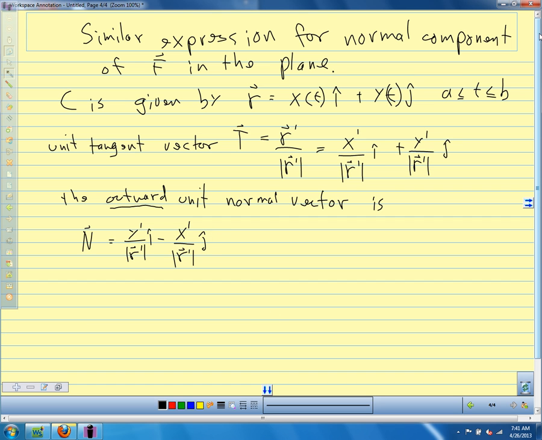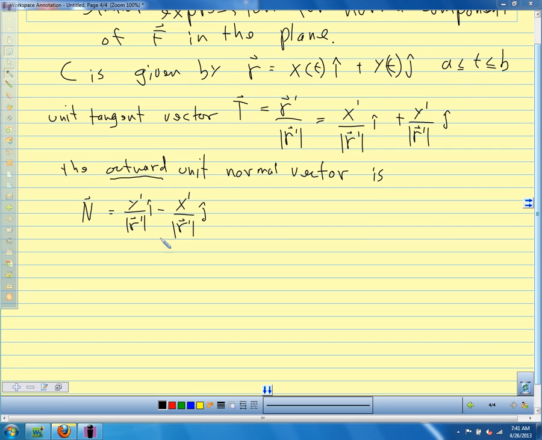To convince yourself that this is the outward unit normal vector, if we draw our curve, some curve like this, if this is t, that is going to be n. And if you look at the components here, you can see that in order to get our outward unit normal vector, we need to switch our signs this way.